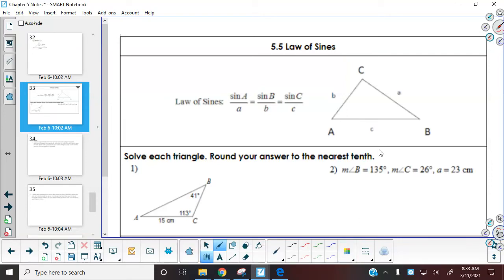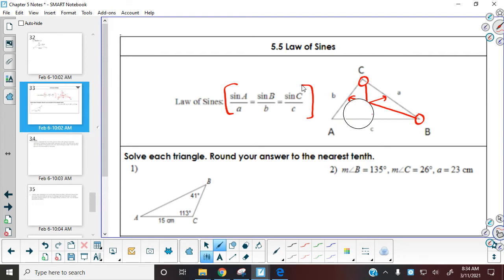As we are looking at today, lesson 5.5 is about the law of sines. Now at the top, they kind of break down what the law of sines is. Basically, it's saying that the ratio of an angle to the side across from it is equal to any other angle and side across pair.